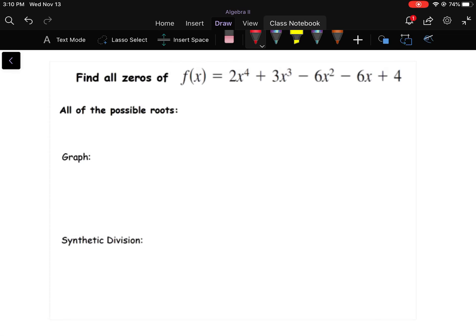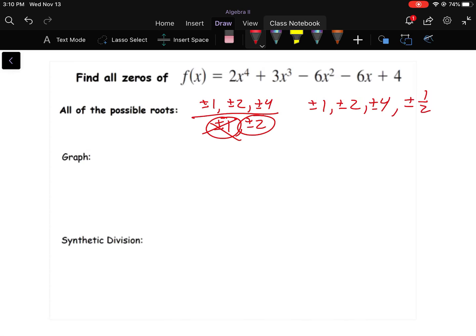Okay, so I have my possible rational roots. So plus or minus 1, plus or minus 2, plus or minus 4. Now I got plus or minus 1, and I also have plus or minus 2. So I've got the top ones by dividing by 1. I'm going to divide by 2 now, and I got to add plus or minus the 1/2 on there as well. The rest of those are already on there, so I don't have to worry about relisting those.